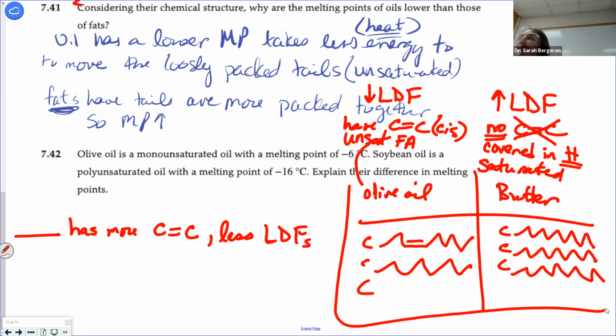So if I have less London dispersion forces, tell me about my melting point. Oh my gosh, that thing you wrote down just a minute ago is really important. Tell me about melting point. Higher or lower melting point? Has a lower melting point. So which one has a lower melting point? Olive oil has -6, soybean oil has -16. Which one's lower? -16. So -16 is soybean oil.